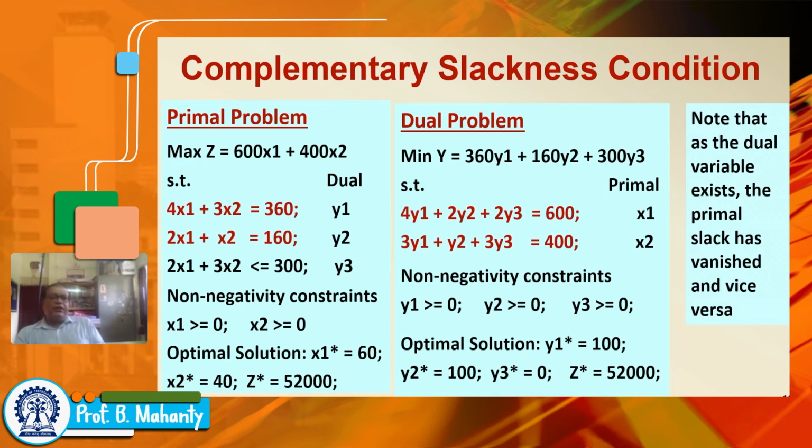Supposing I have this primal and this dual, and somebody gives me the dual solution, that is 100, 100, 0. Then I can come back to the primal and say that y1 exists, y2 exists. By the complementary slackness condition, this constraint turns to equality, this constraint turns to equality. Then we can solve these two simultaneous equations and actually find x1 equal to 60 and x2 equal to 40. Is it clear what exactly we are telling and how we can actually make use of the complementary slackness condition?